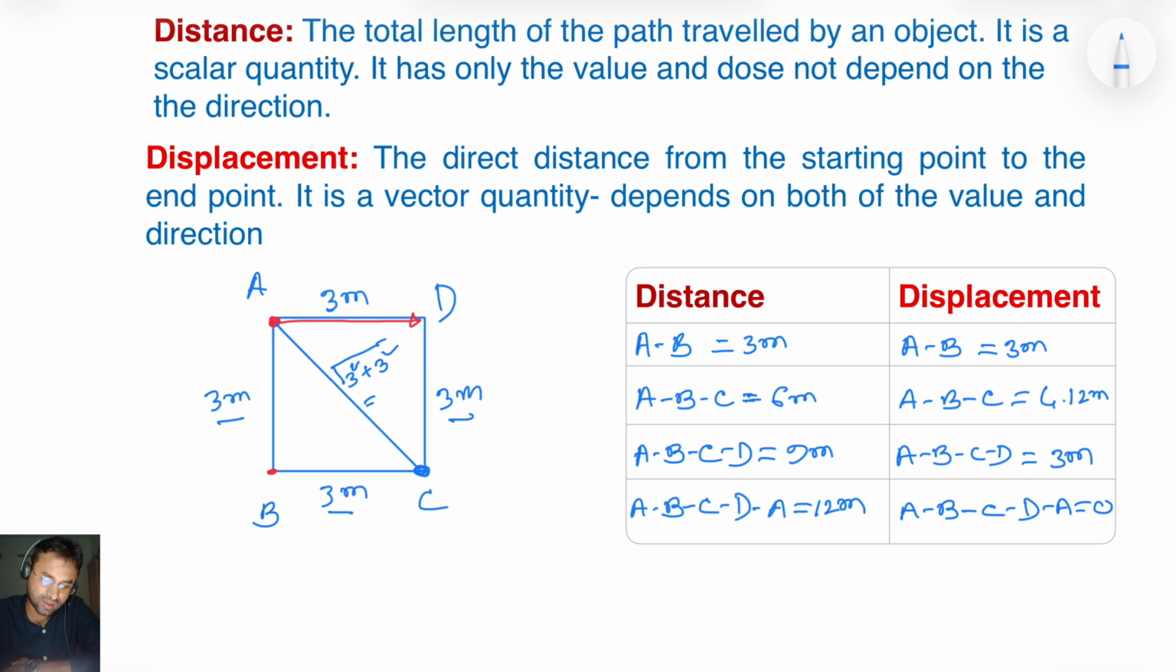We are seeing here that distance is direction independent. It doesn't depend on the direction, so it is a scalar quantity. Displacement's value definitely depends on the direction. That's why with direction this value is changing. So displacement is a vector quantity. It depends on both the value and the direction. This is the key difference between distance and displacement.